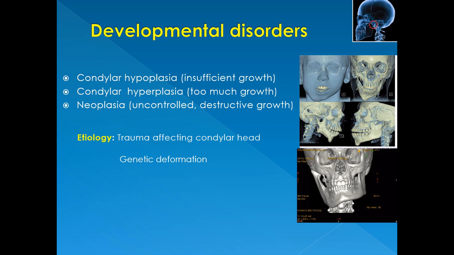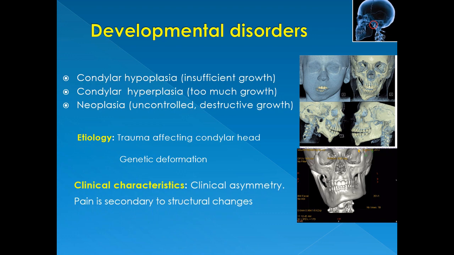Now, coming to the etiology of these developmental disorders, it's mainly due to trauma that's affecting the condylar head and also genetic deformation. The clinical features include clinical asymmetry, and pain is just secondary to the structural changes. Now, the treatment aims to restore the function while minimizing any trauma to the associated structures.